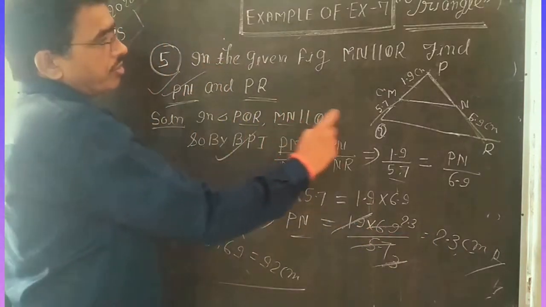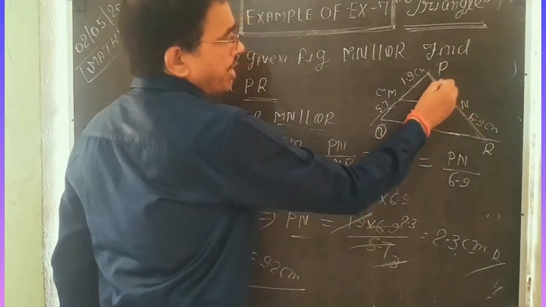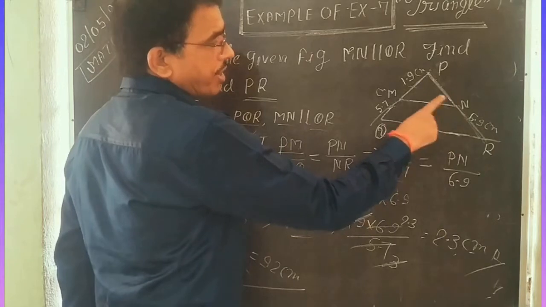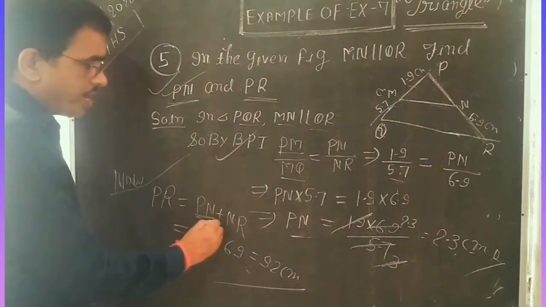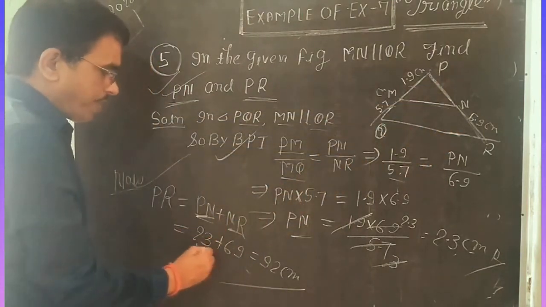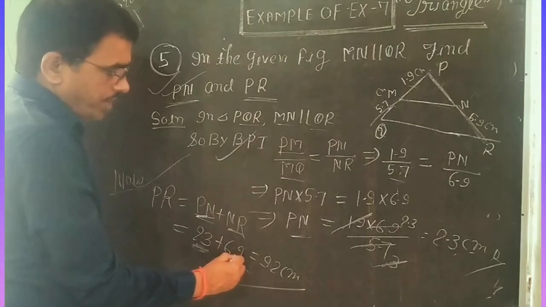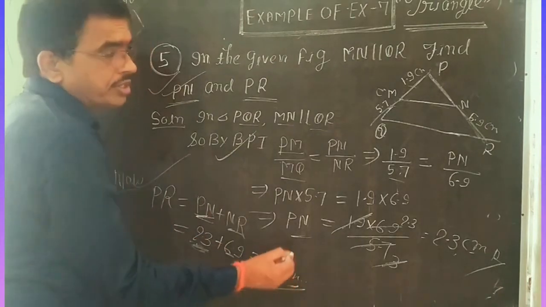Next, your question is, what is PR? If NR is given and you find PN, then it is clear that when you add them, you get PR. So what is PR? That is PN plus NR. See your figure, PN plus NR. PN is 2.3 and NR is given as 6.9. So when you add them, you get 9.2 cm. That is your solution. Thank you.